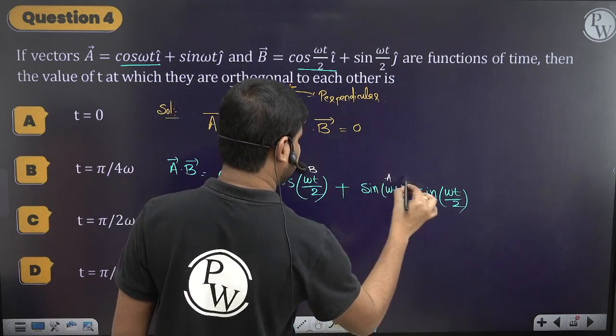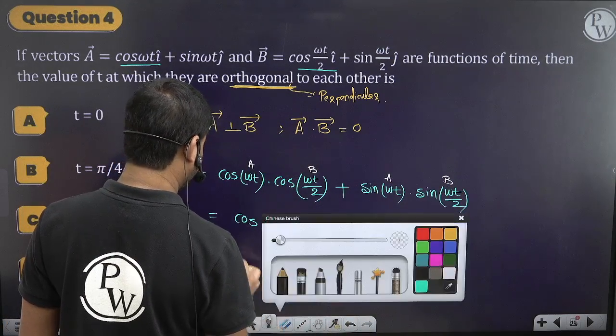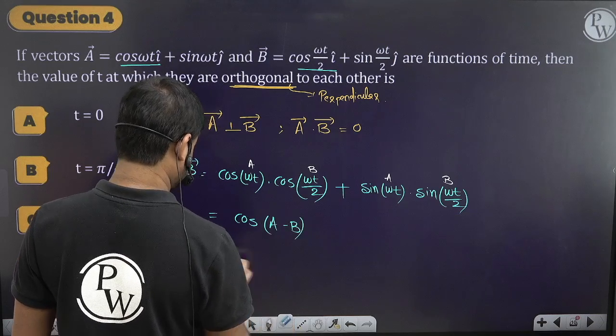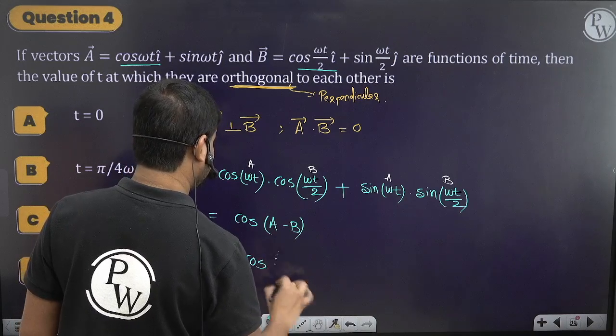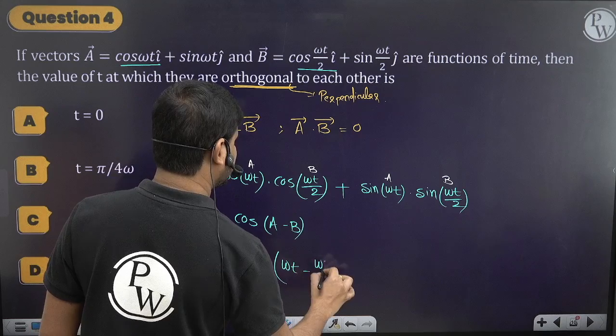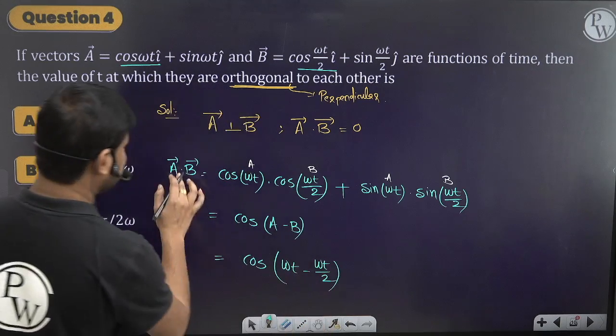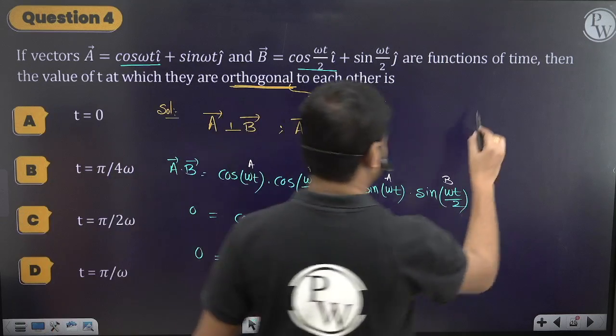So this is A, this is B. So what is cos of A minus B now? In place of A we have omega t, in place of B we have omega t by 2. So as I said earlier, this dot product must be equal to 0.